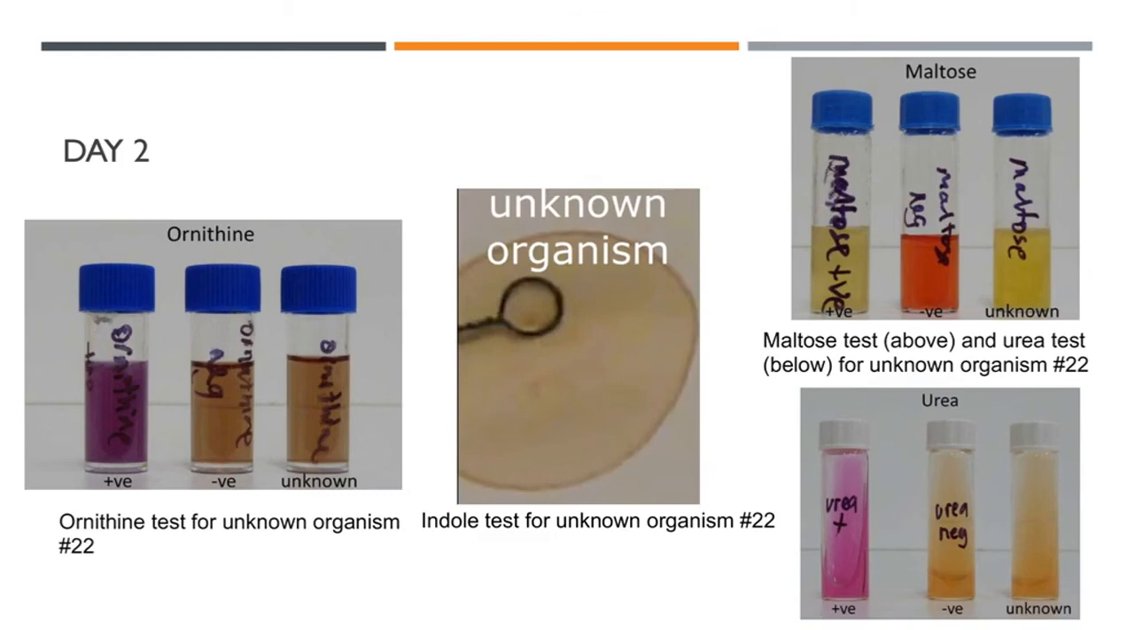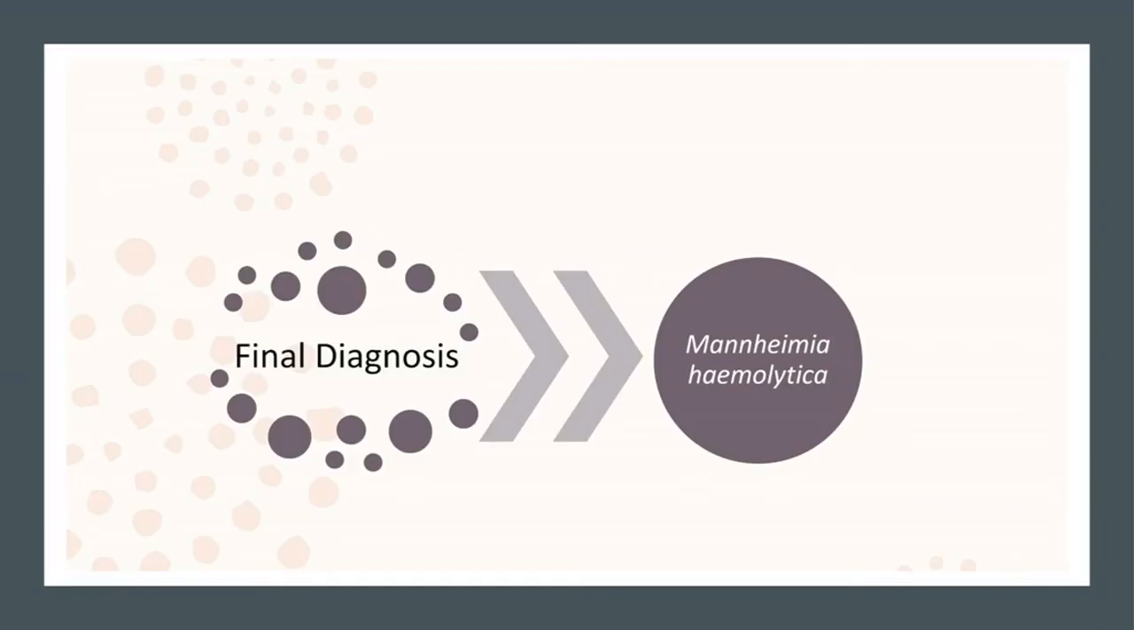On day 2, we have done a number of tests, including oxidase test, urea test, ornithine test, antibiotic susceptibility test, indole test, and maltose test. Upon all tests, only the maltose test can help to differentiate between the 2 bacteria, and it shows positive in our results. And with all the tests we have done in day 1 and day 2, we are able to conclude that the steer was infected with bacteria called Mannheimia haemolytica.